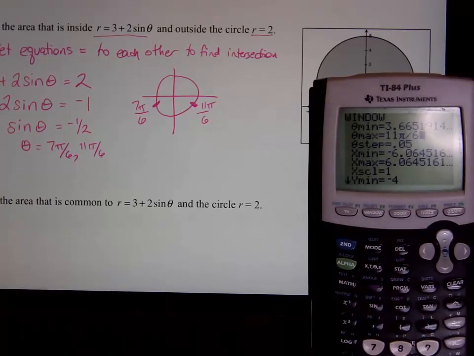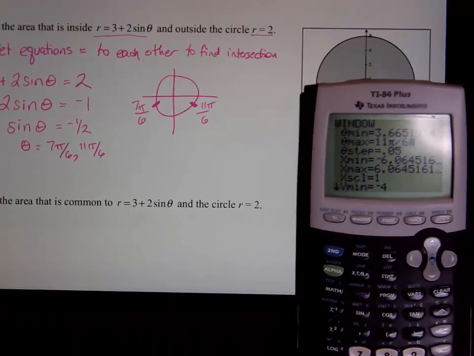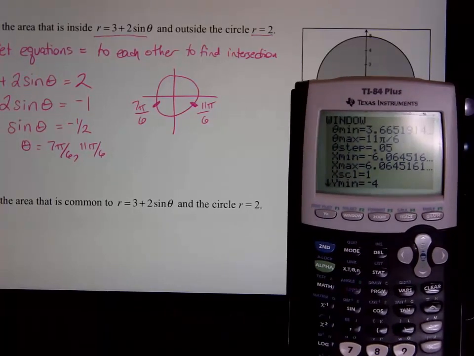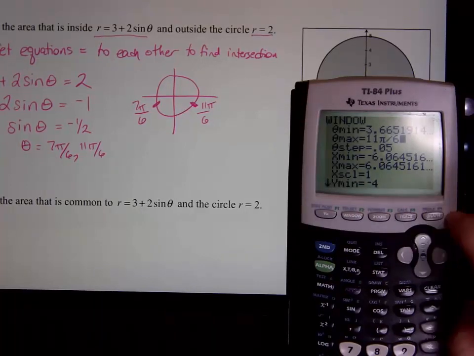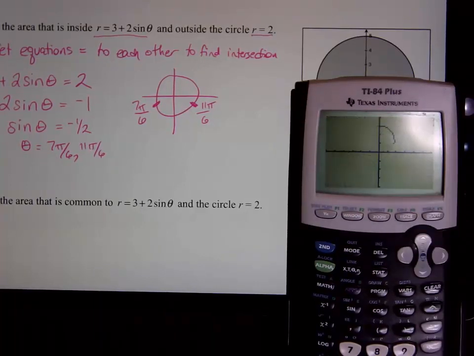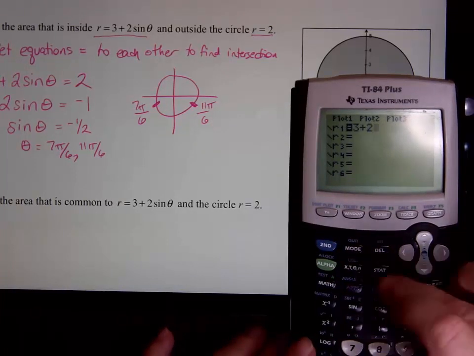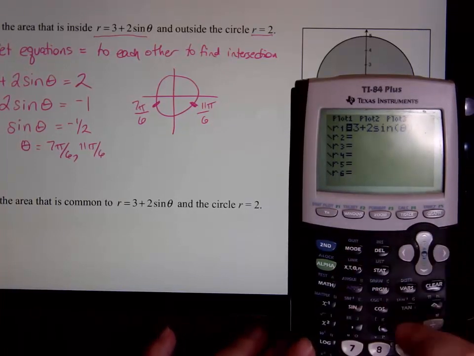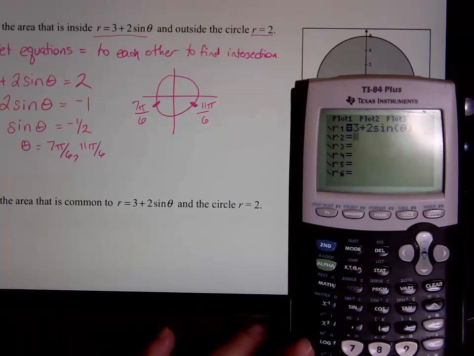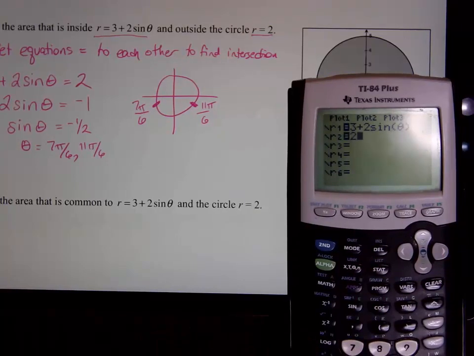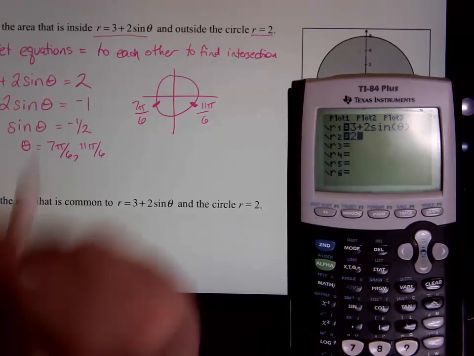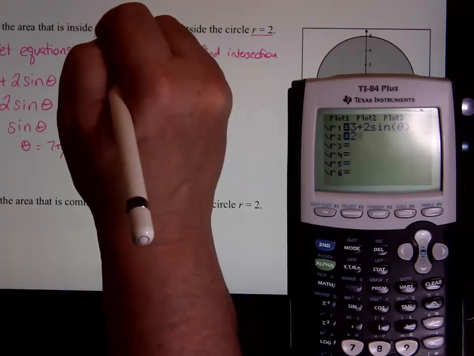Let's see what happens. Now, I still have my graph on simultaneous mode where the graphs graph at the same time. If yours don't, that's okay, because you'll see it anyway. Did I change my equation? No, I forgot to do that. Oops. Go to r equals 3 plus 2 sine theta, and r2 is 2. I need to label these. This is r1. This is r2.